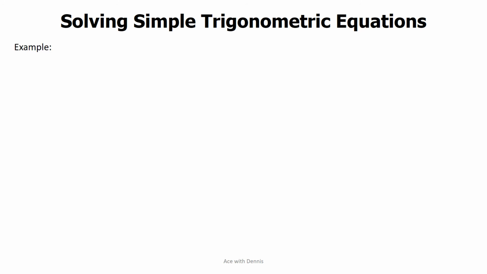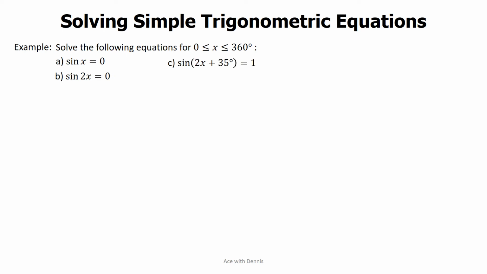Okay, now we go to this example, which actually involves some special angles. So how special is it? Now let's look at the example here. Solve the following equation for the range of x from 0 to 360 degrees. A: sine x equals 0. B: sine 2x equals 0. C: sine of (2x plus 35 degrees) equals 1. D: sine of (2x minus 35 degrees) equals negative 1.